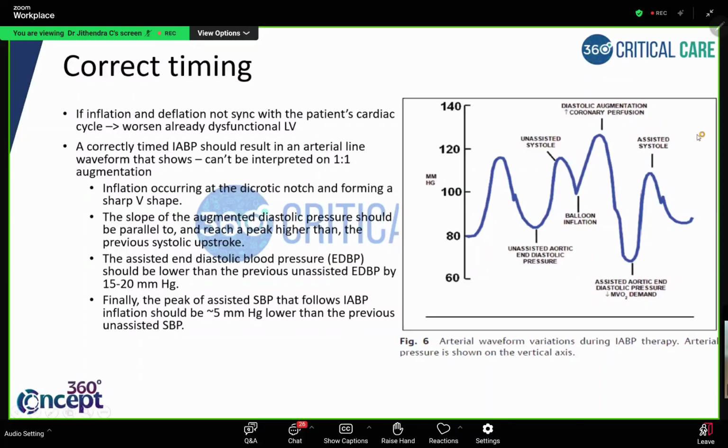And next is again your unassisted beat. So again you get your assisted systole, and this is how it continues. I've already described this. So what should be the significant drop? I told you the diastolic augmentation at least should be 15 to 20 millimeters, and your end diastolic pressure should drop at least by 5 millimeters. So this is the most important one.